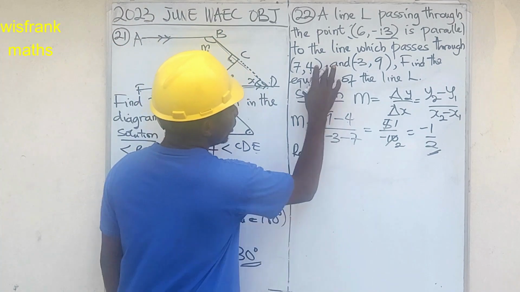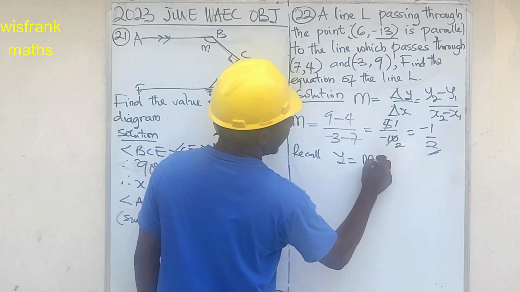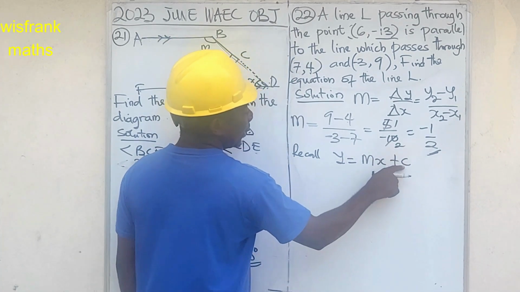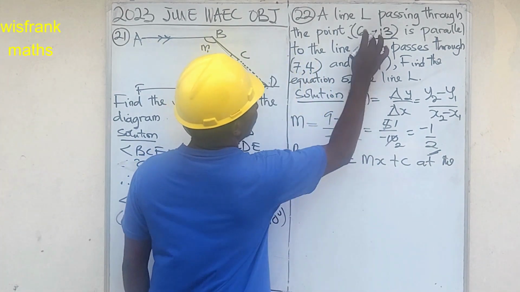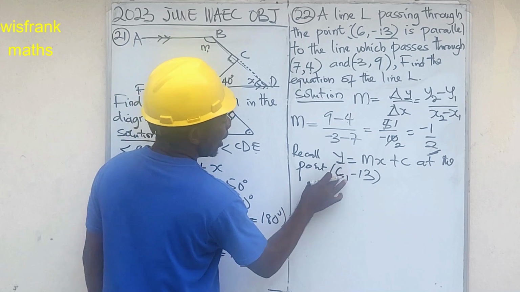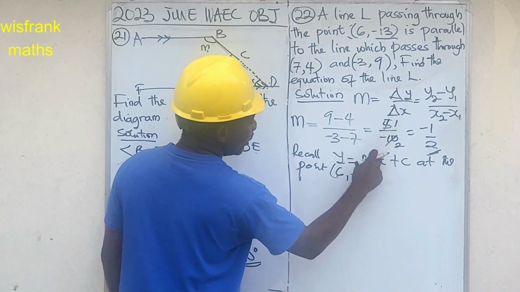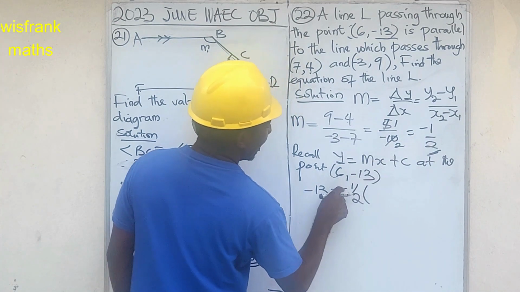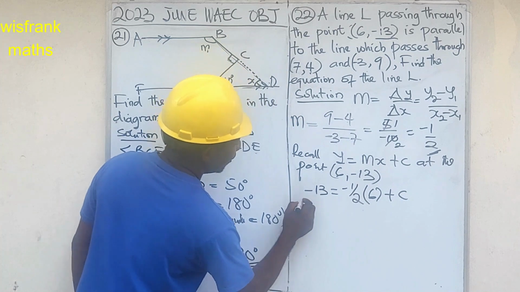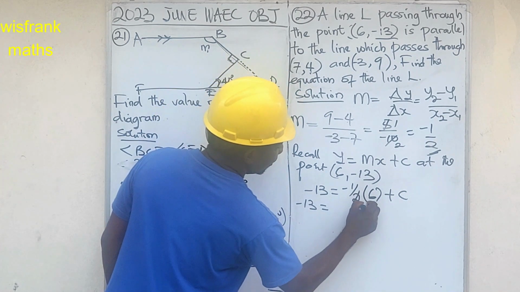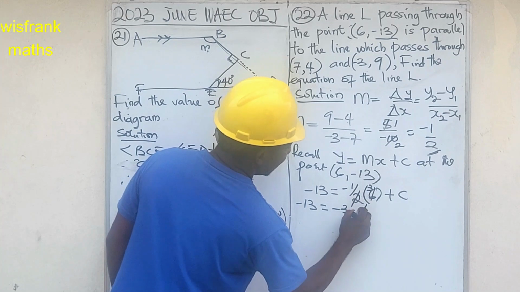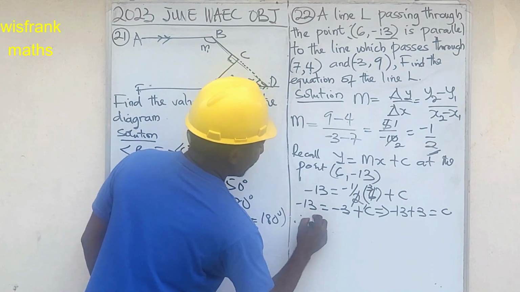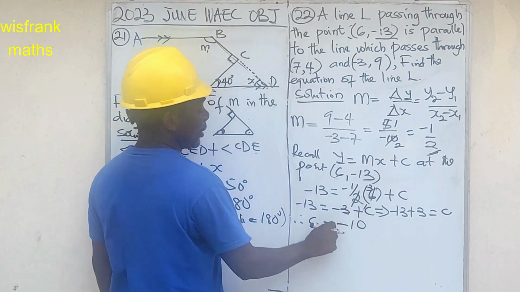Let's recall the equation of a line, which is y equals mx plus c. We have been able to get m, so what we are looking for is c. This will be at the point (6, -13), so here we substitute the values of x and y into this equation. We have -13 equals m, which is -1/2, times x, which is 6, plus c. So here we have -13 equals, 2 cancels here 1, 2 cancels here 3, so we have -3 plus c. This is the same thing as -13 plus 3 equals c. Therefore, our c equals -10.